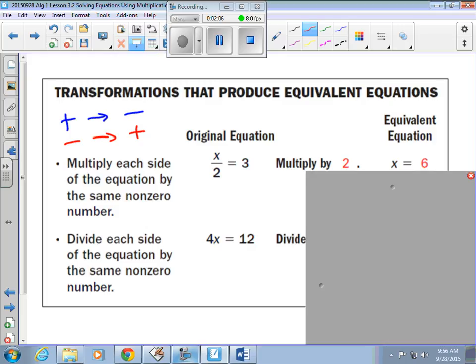This first one says x divided by 2. That's how you read that, divided by 2. If you multiply that side by 2, it will cancel this out and leave you with just x. But remember, to keep it balanced, if you multiply one side by 2, you must do it to the other side to get 3 times 2, and that's why x is equal to 6.